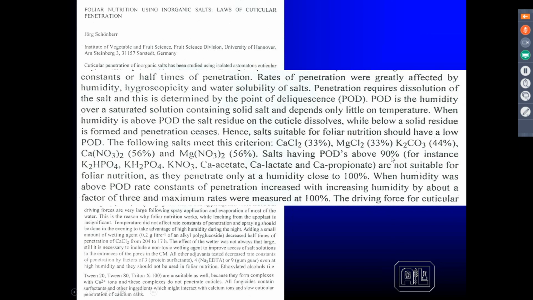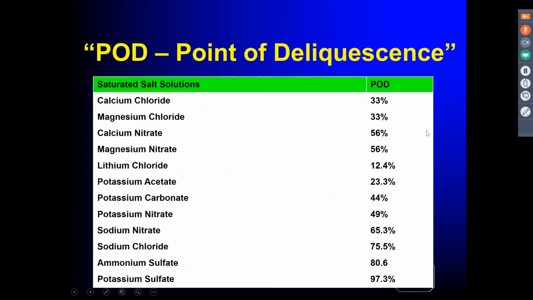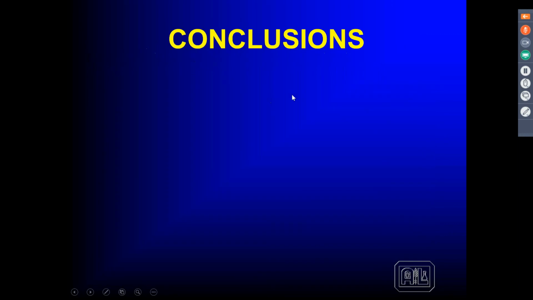So you look at point of deliquescence, and all the different materials that we actually supply and use in foliar application have a point of deliquescence rating. Understanding that number helps you understand how effective these particular materials are. And then you also have to look at what the phytotoxicity of these materials is.